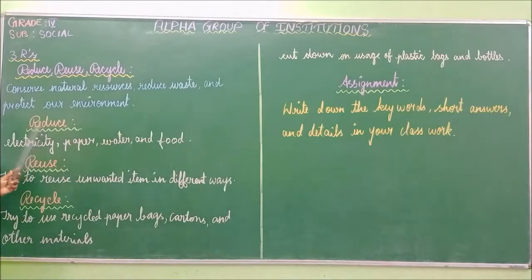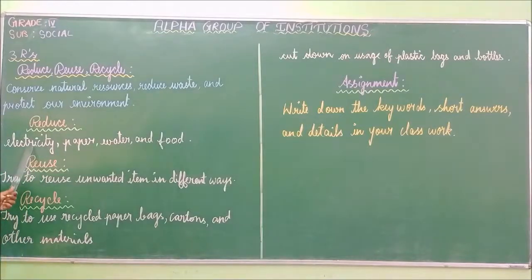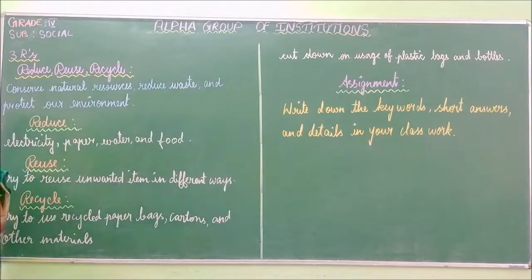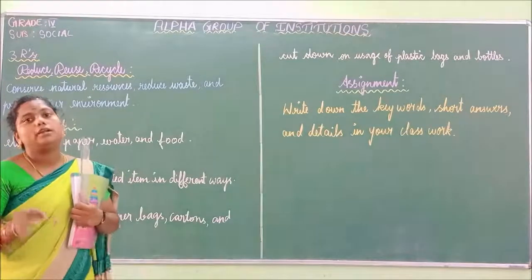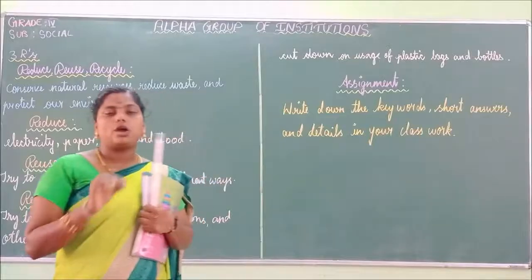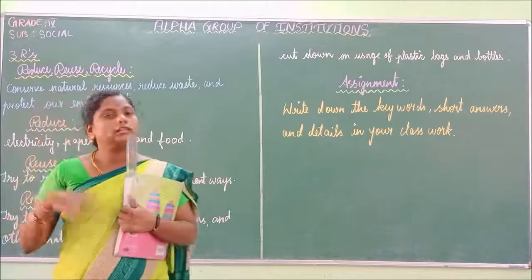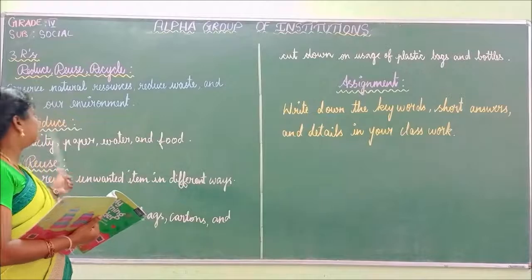The first one is reduce. Do not unnecessarily use or waste anything, especially electricity, paper, water and food. Buy only what you need, not all that you want. You like so many things, but your necessary things will be very few. So you have to buy what is necessary for you. Your unnecessary things, what you merely like, you should not buy and waste, whether food, paper, electricity or water.